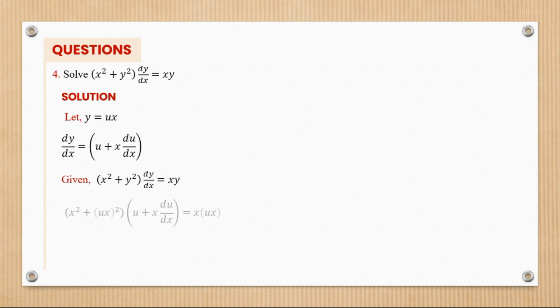Given this, where there is dy/dx, we're going to place this value right here, as you can see. Then where there is y, we're going to replace it with ux, as you can see right there. When I open the brackets, this should be u squared x squared. Then when I multiply this in, I'll have ux squared.